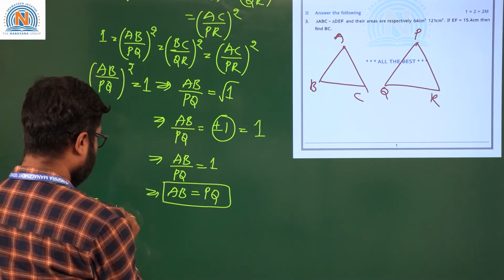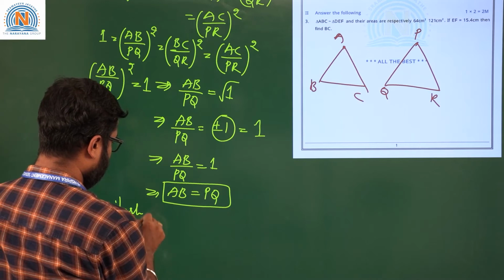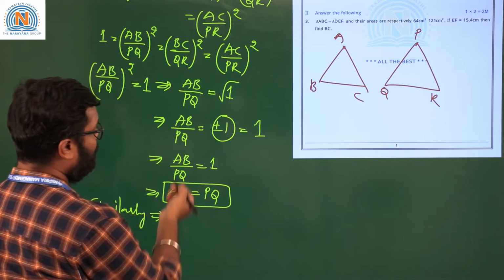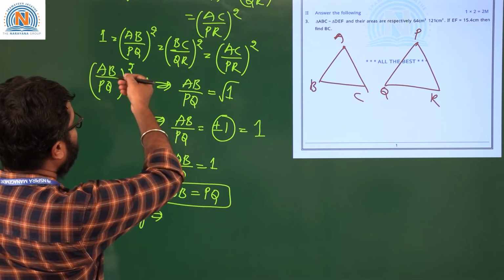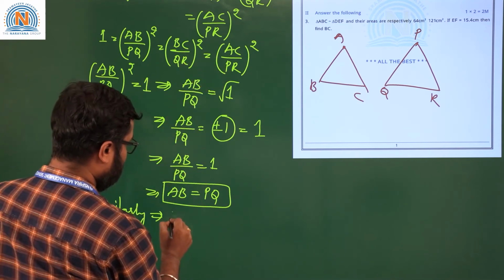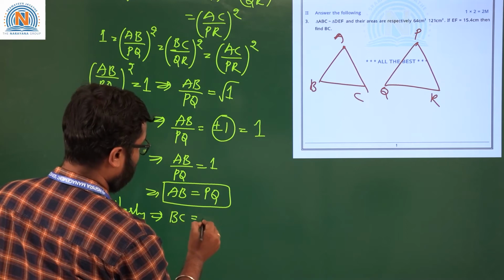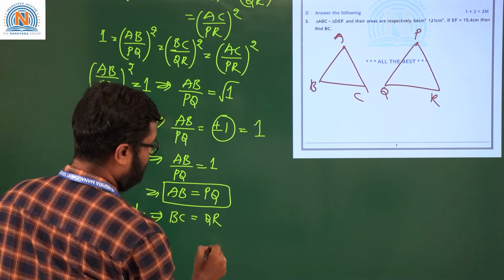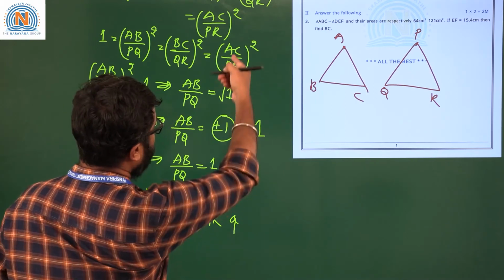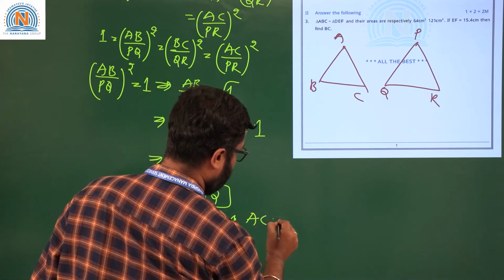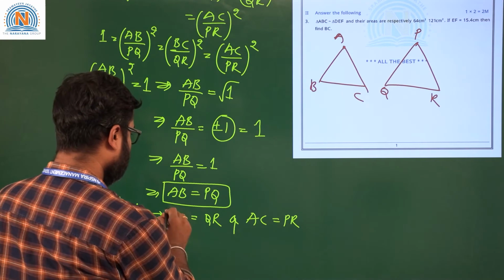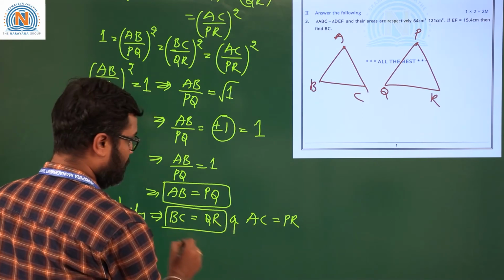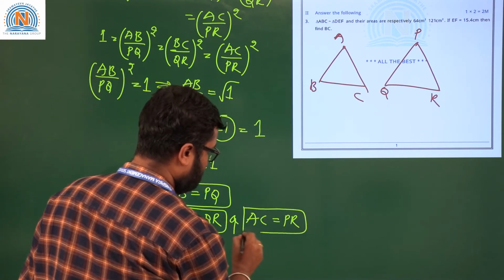Here, we can prove what? If you take BC by QR, BC is equal to what? QR, and AC is equal to what? PR, isn't it? So like that, all these corresponding sides are equal.